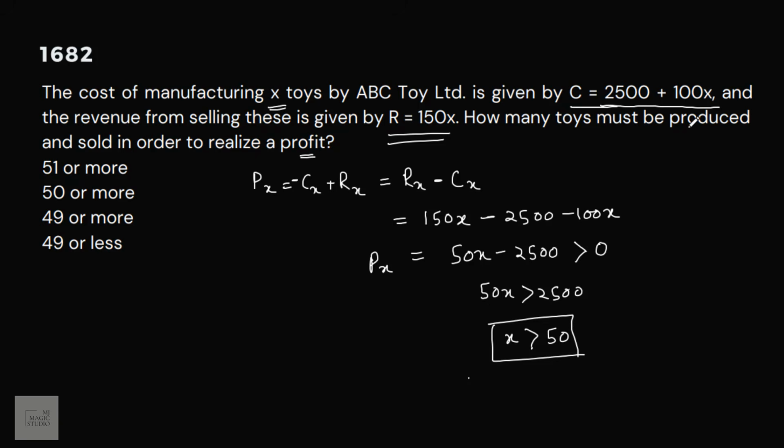How many toys must be produced and sold in order to realize a profit? It should not be 50 or more. It should be 51 or more, because profit would be only realized when they are producing and selling more than 50. So in order to realize profit, number of units produced and sold should be 51 or more. Option A fits in.